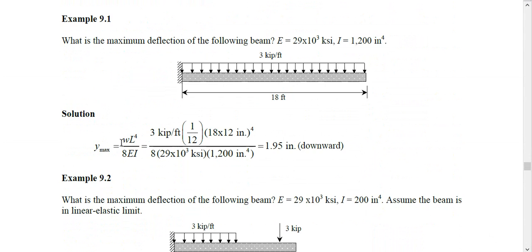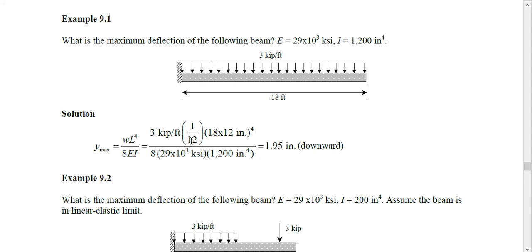What is w? It is lowercase, which means uniformly distributed load: kip per feet, or pound per feet, or Newton per meter, this kind of load. So kip per feet. Now you can see here, you need to be careful about the unit. Units must be consistent. Here L is 18 feet, and your load is kip per feet, so both are feet, okay. But see, the modulus of elasticity is ksi, kip per square inch, and here I is to the power 4. So you need to be careful about unit.